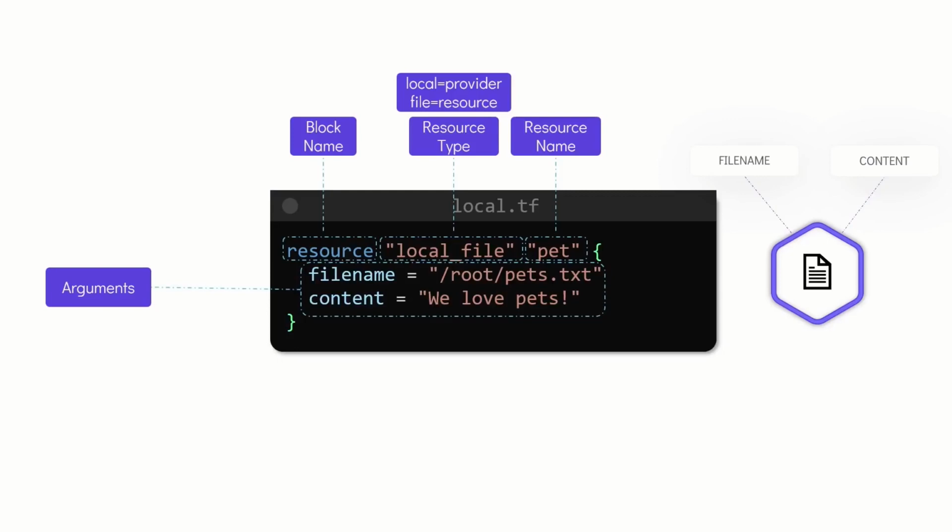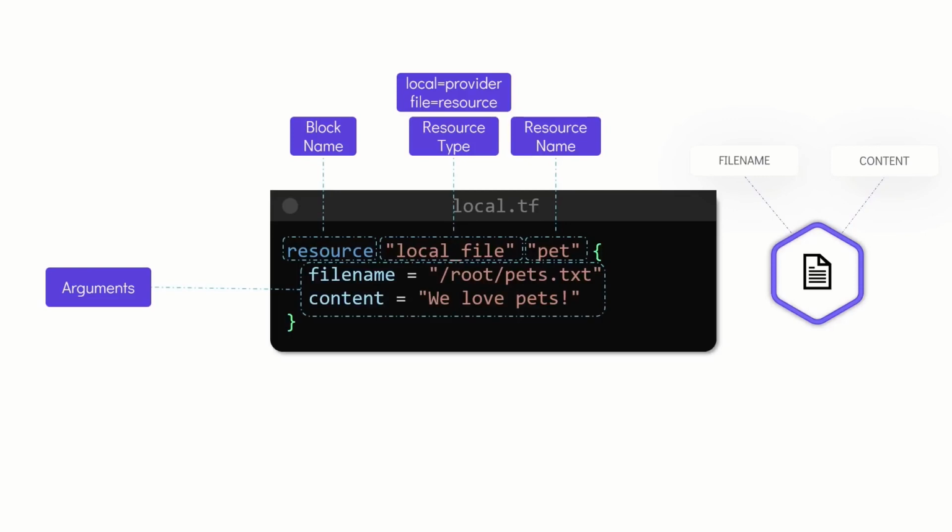The words file name and content are specific to the local file resource we want to create, and they cannot be changed. In other words, the resource type of local file expects that we provide the arguments file name and content. Each resource type has specific arguments that they expect. We will see more of that as we progress through the course.